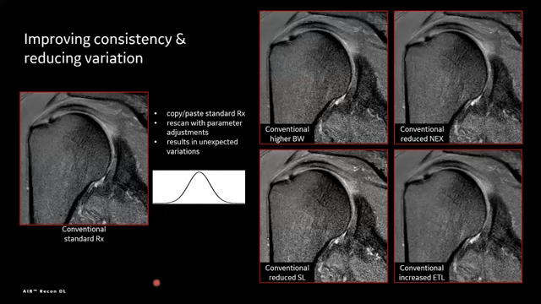So this is an experiment we did in a shoulder, where we have a conventional standard prescription, and we simply changed 4 independent things. We did some rescans of the shoulder, going to higher bandwidth, reducing the number of averages, going to thinner slices, going to higher echo train lengths. All of these 4 things had varying results.